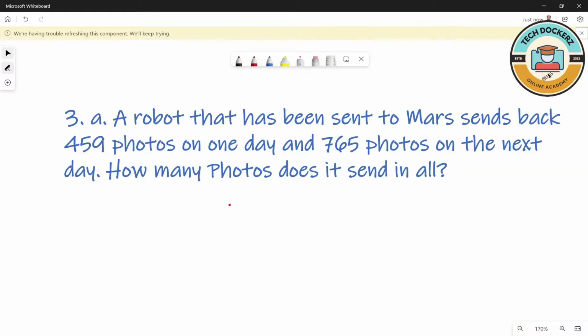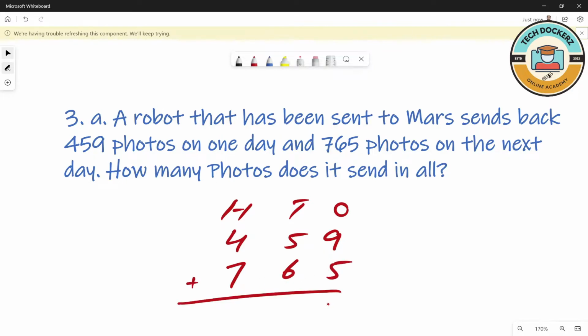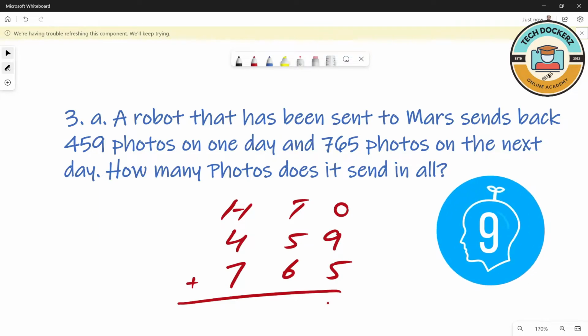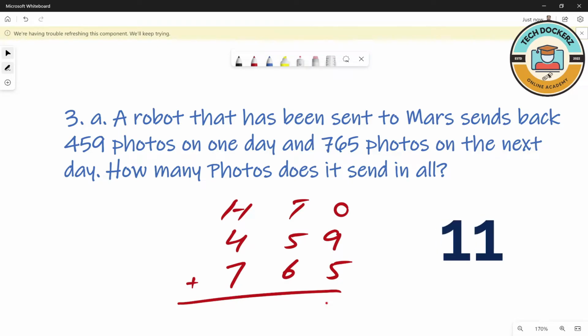Let's solve this question. Write down the place value chart. Hundreds, tens and ones. One day, the robot sent us 459 photos. The next day, the robot sent us 765 photos. Let's do the addition. Keep 9 in your mind and 5 on your finger. Start counting after 9. 10, 11, 12, 13, 14. 4 will come at the ones place and 1 will be the carry.